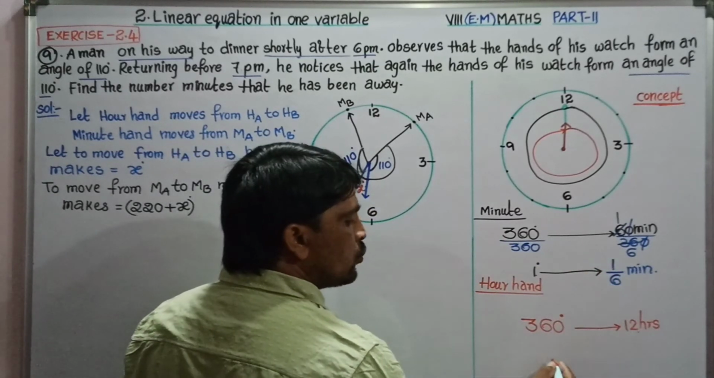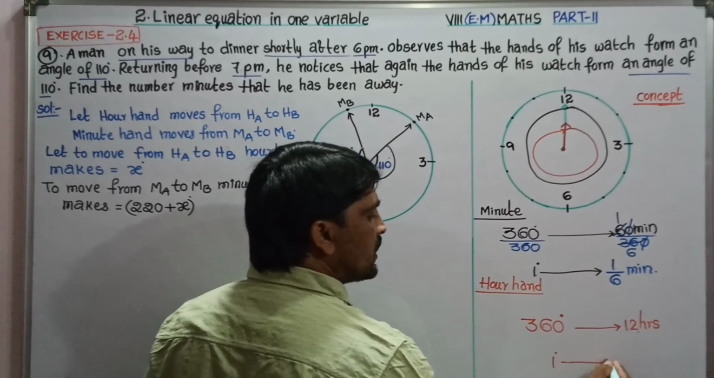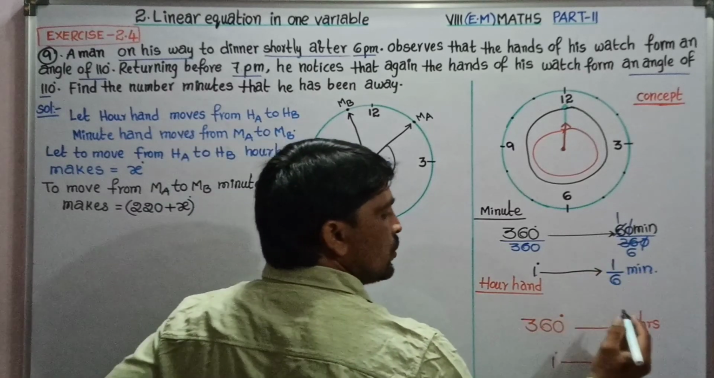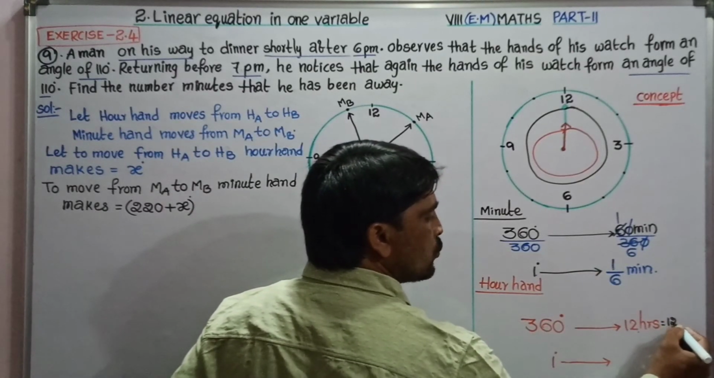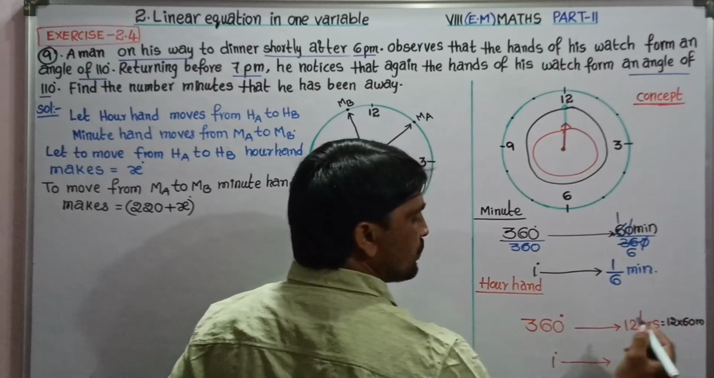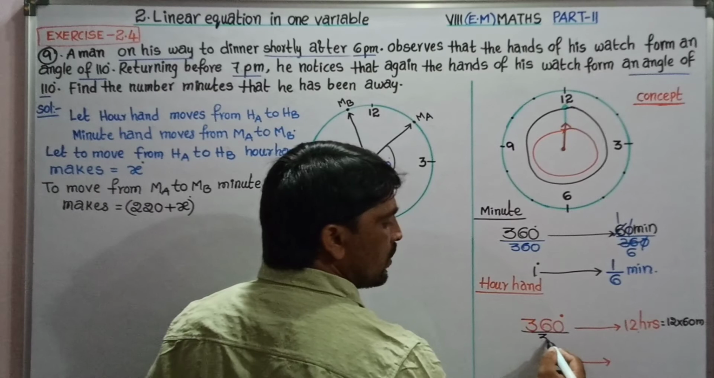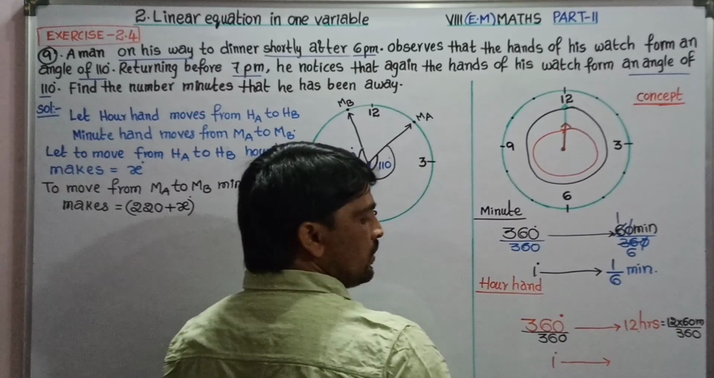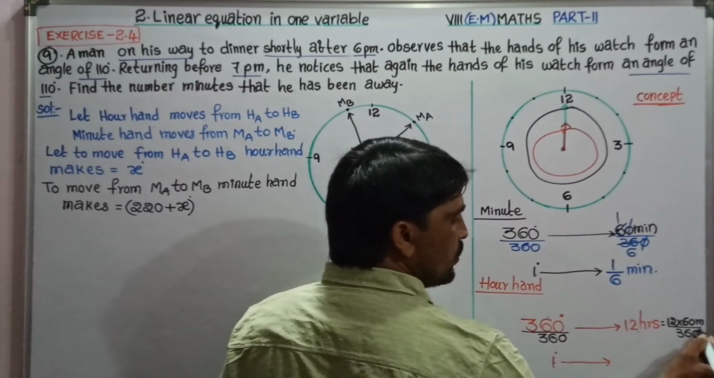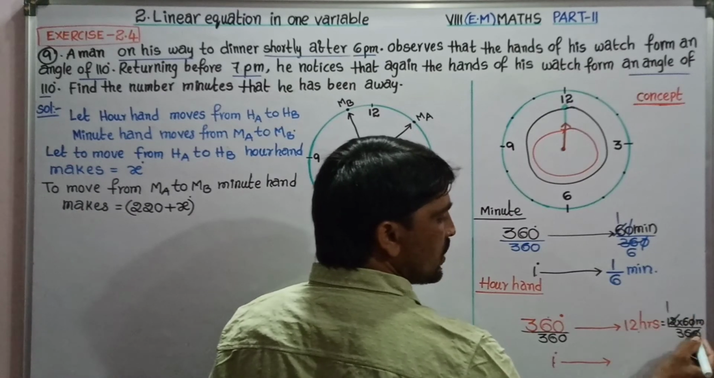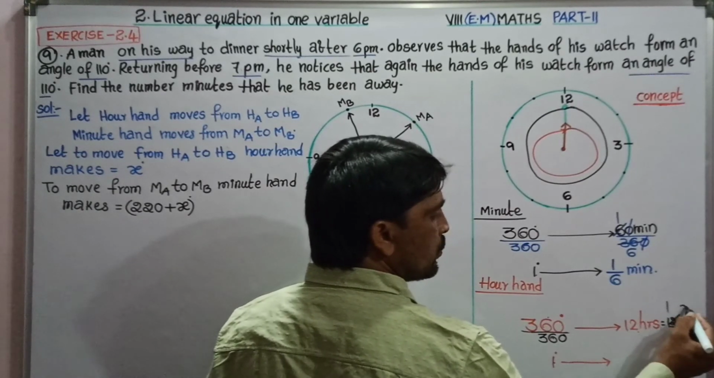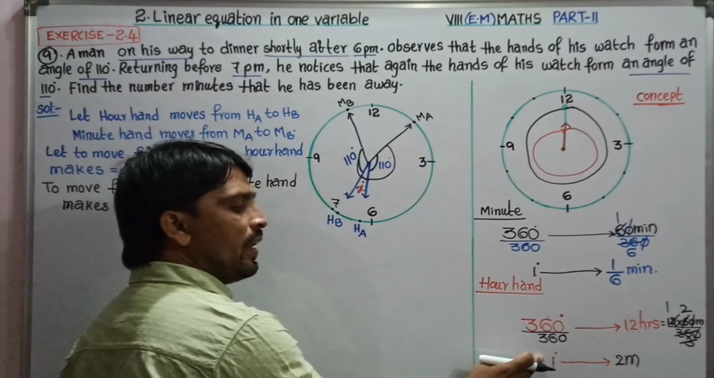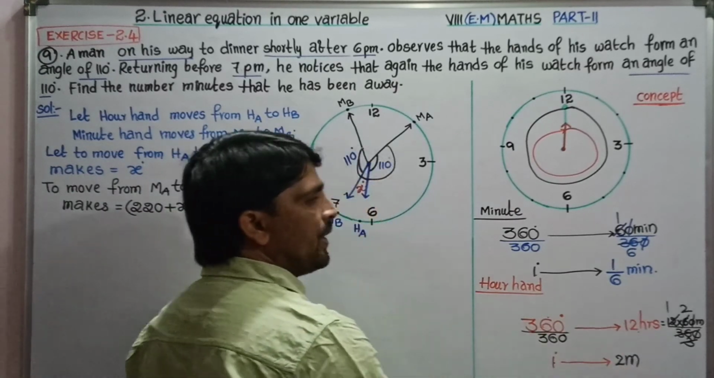But we have to find: to move 1 degree angle, the time elapsed by the hour hand is how much? And this time must be in minutes. So convert it. 12 hours is nothing but 12 into 60 minutes. Divide by 360 on both sides. 360 by 360 is 1 degree. 12 threes are 36, 3 twos are 6. To move 1 degree angle, the hour hand covers 2 minutes.